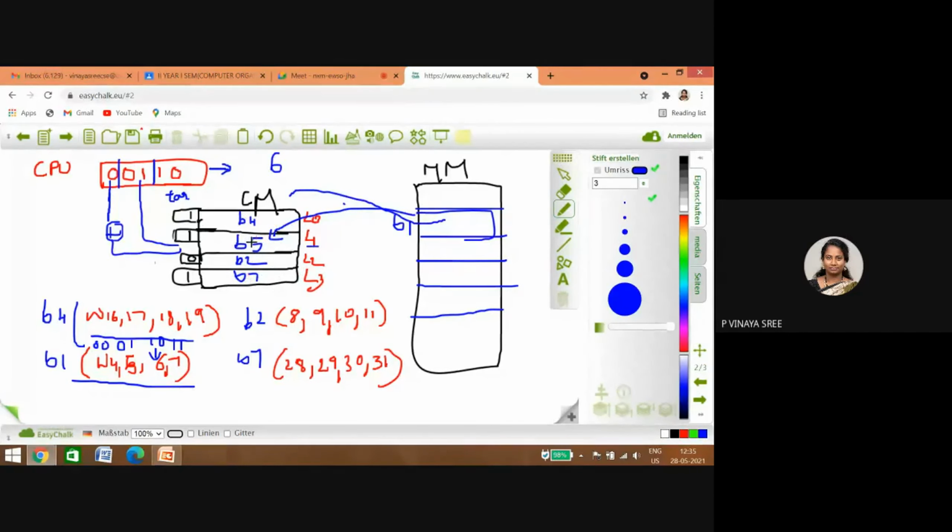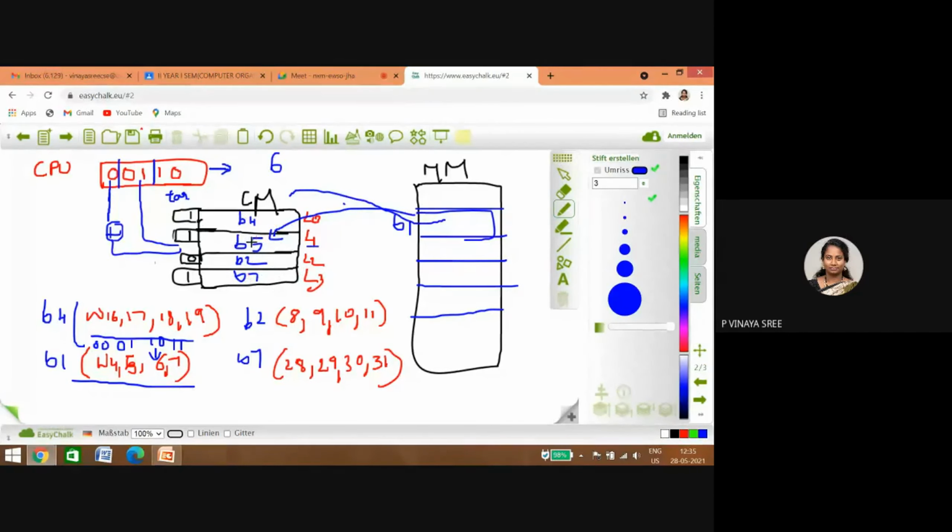The tag bits which are present here, which is given by the processor, and the tag bits which are present in the cache, both will be compared. If both are the same, then we represent this as a hit in cache. If not, it is a miss in cache.